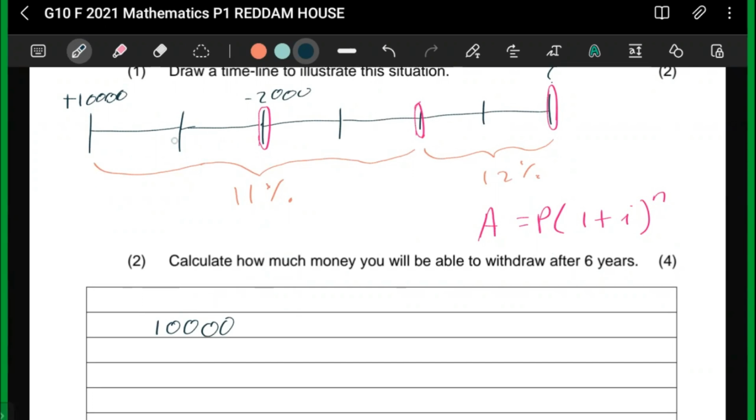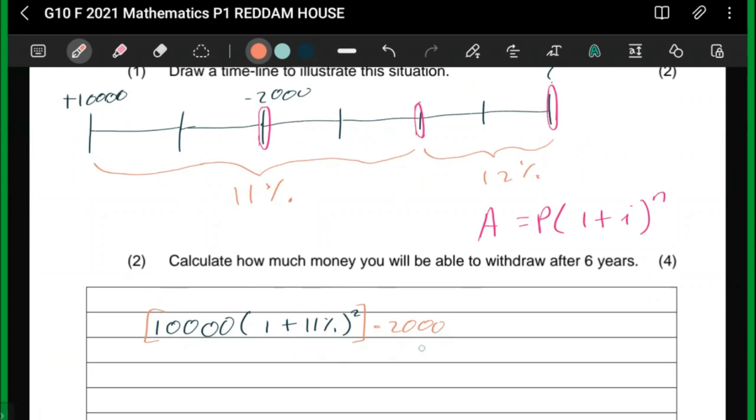So in the first 2 years here, your money is gaining interest, you see. So 1 plus the interest, which is 11%, and it's gaining that interest over 2 years. There you go. So this is what you have in the account after the 2 years. From this amount, you remove 2,000. So 2,000 is gone. Take note of the brackets.